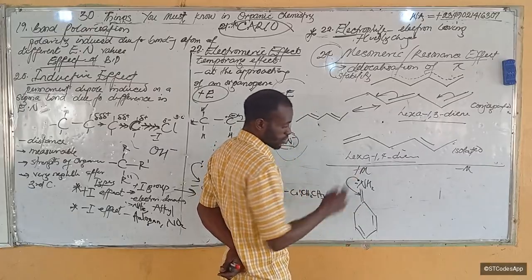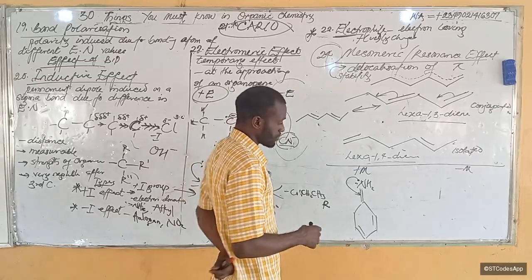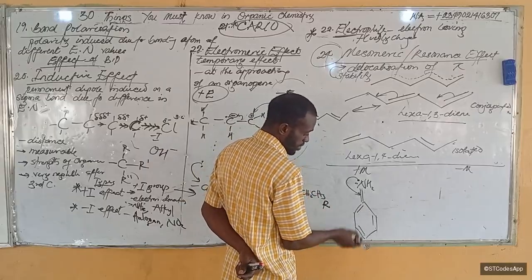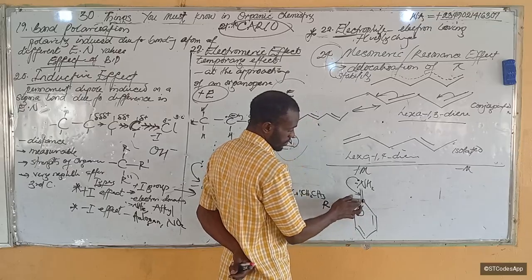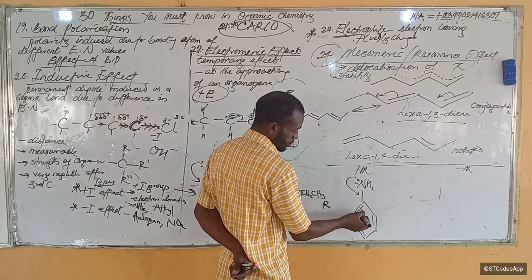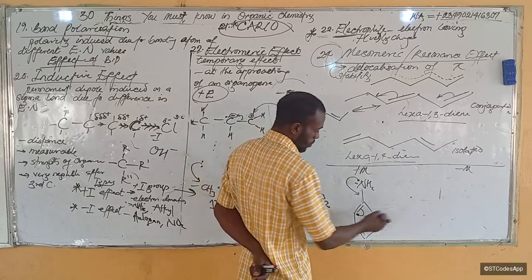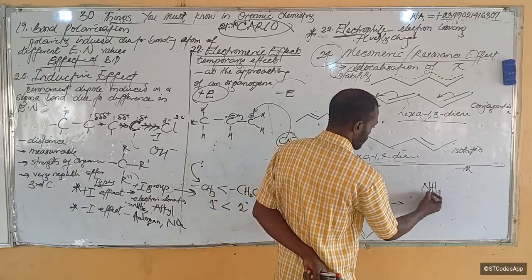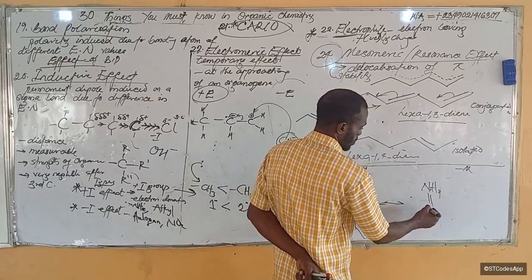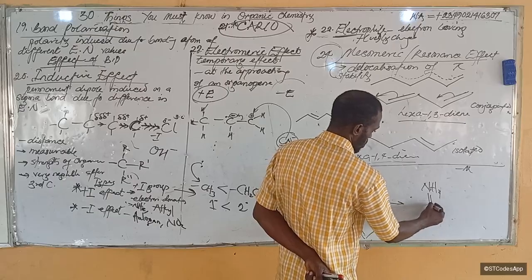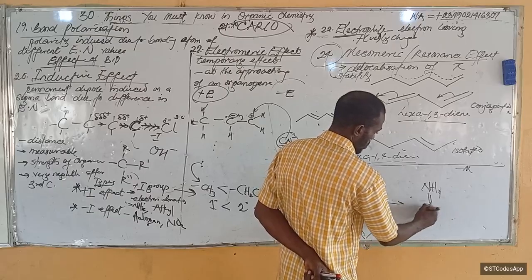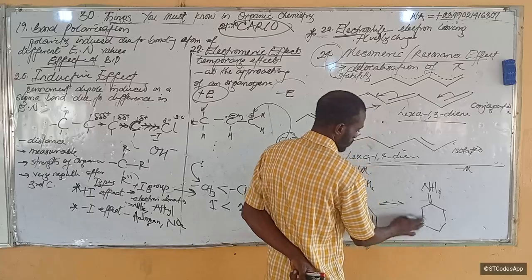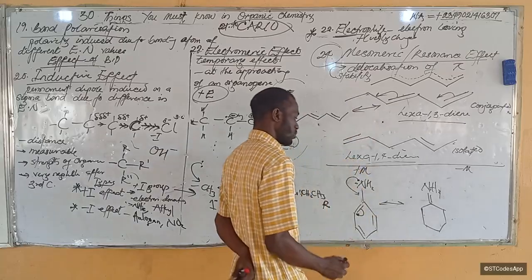Resonance begins to occur. How does that resonance happen? The double bond that was formed here before will now come here. Is that clear? Since this lone pair is coming here, this bond will now come here. By the time the bond comes here, the resonance contributing structure that you will get is this one.